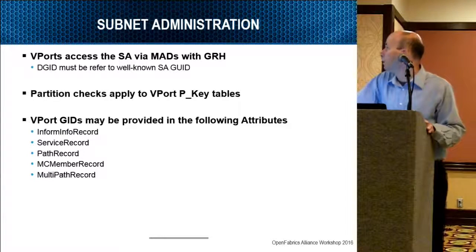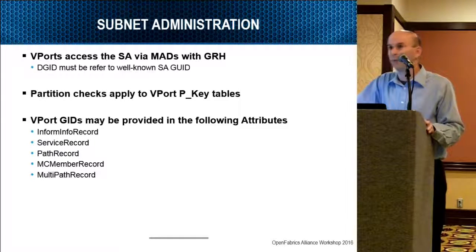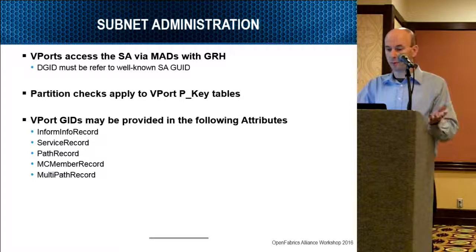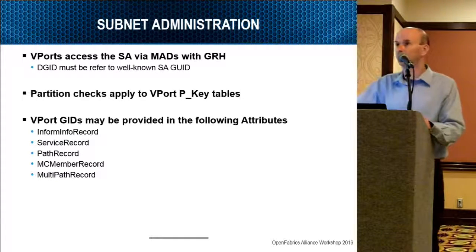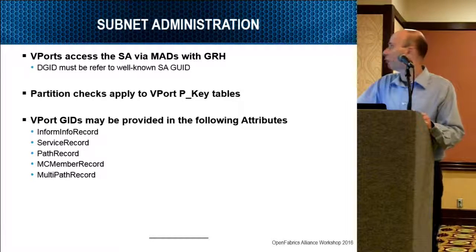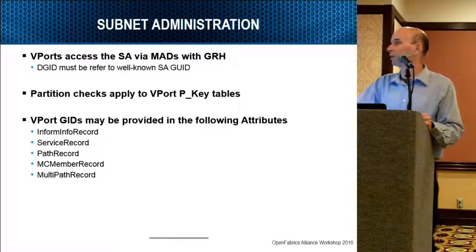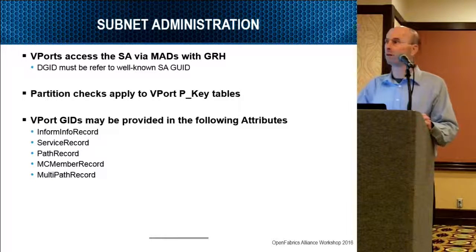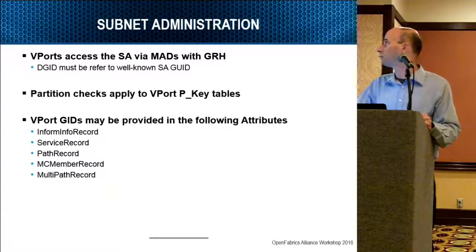Regarding subnet administration, VPorts other than VPort 0 or without a lid need to access the SA with a GRH, and they have to use the well-known SA GID, which will be specified in the annex. Partition checks in the SA query subsystem take into account the VPort PKey tables.